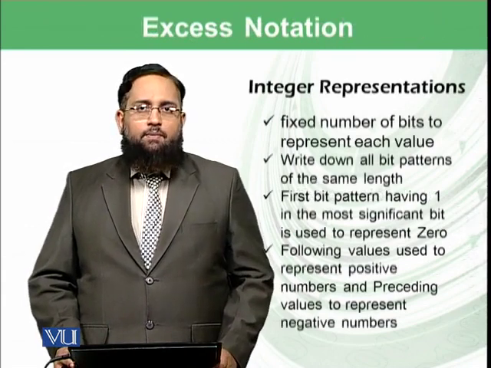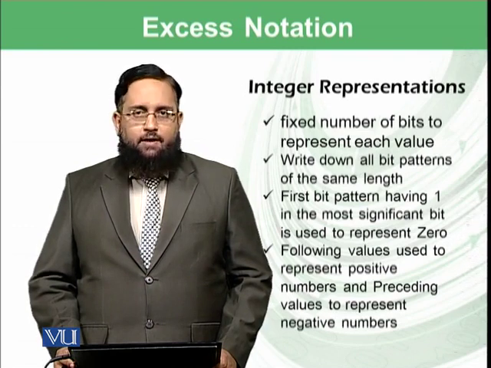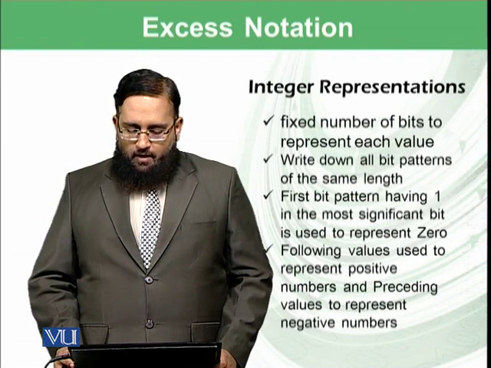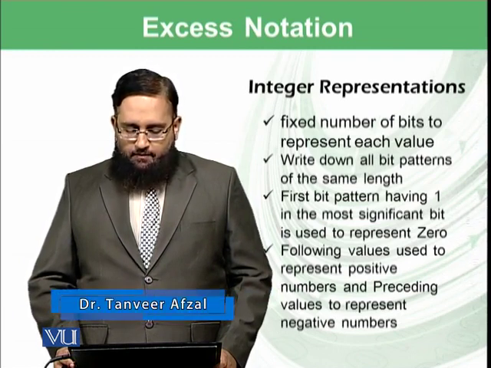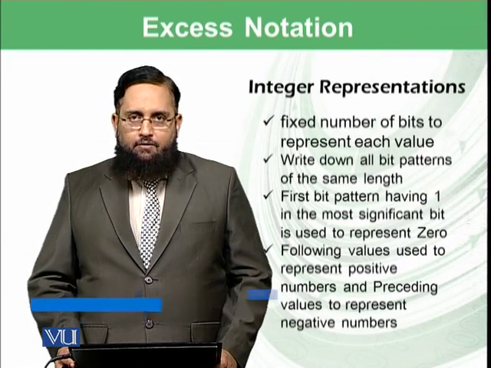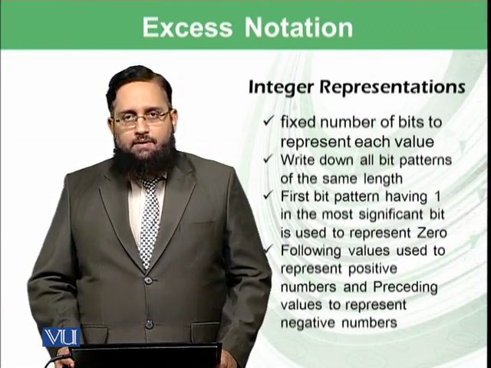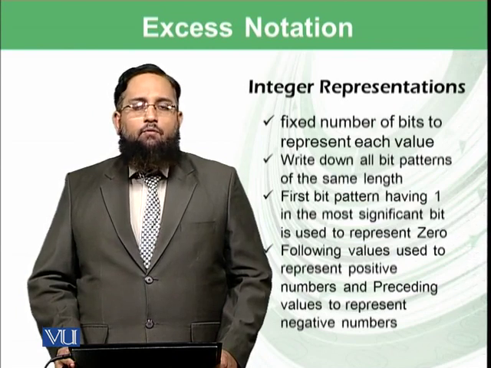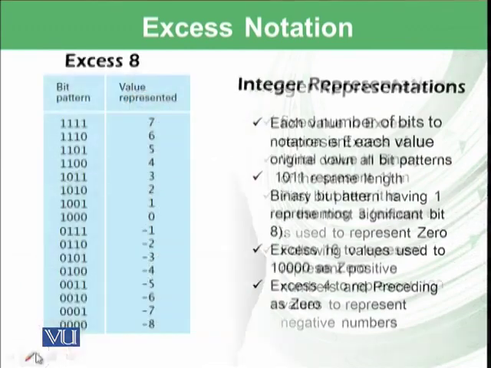Similarly to the 2's complement notation, it uses fixed bits to represent each value, and you write down all bit patterns of the same length. The first bit pattern having 1 in the most significant bit is represented as 0, and the following numbers will be representing positive numbers and the preceding ones will be representing negative numbers. So let's have an example.